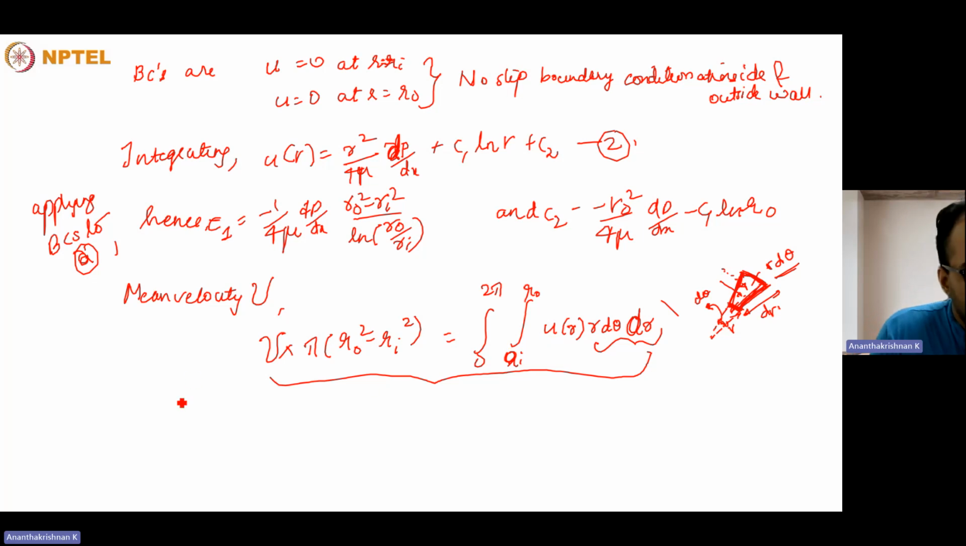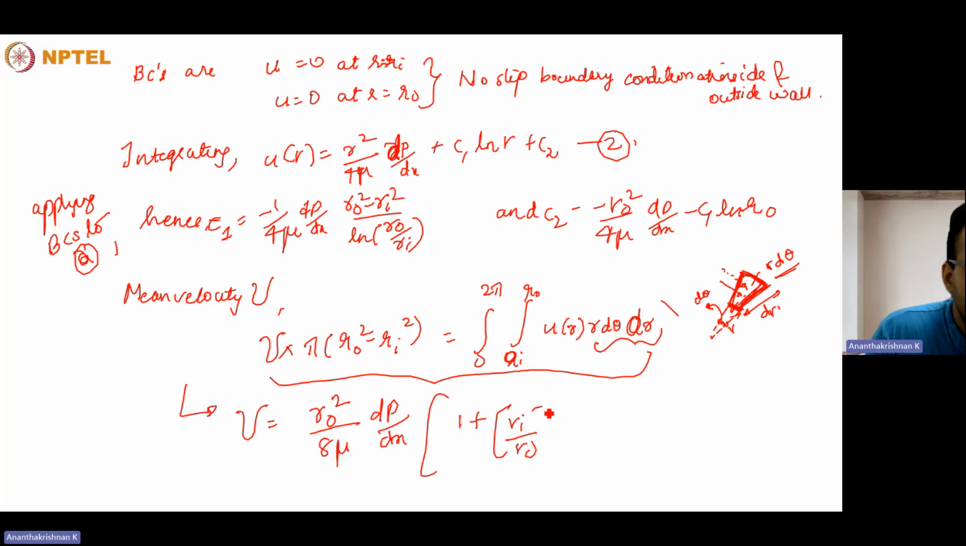And performing simplification, we'll get the result. The mean velocity U is equal to R outer squared by 8 mu into dP by dx, times 1 plus Ri by Ro the whole squared plus 1 minus Ri by Ro the whole squared divided by ln of Ri divided by Ro. This will be the value of the average or mean velocity. We can denote it by equation 3.